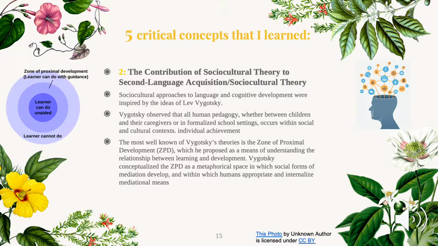The most well-known of Vygotsky's theories is the zone of proximal development, which he proposed as a means of understanding the relationship between learning and development. Vygotsky conceptualizes ZPD as a metaphorical space in which social forms of mediation develop, and within which humans appropriate and internalize mediational means.